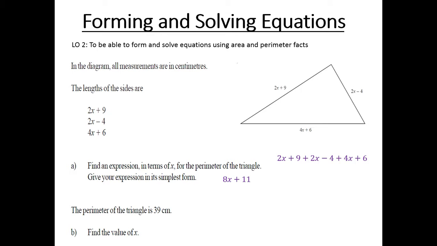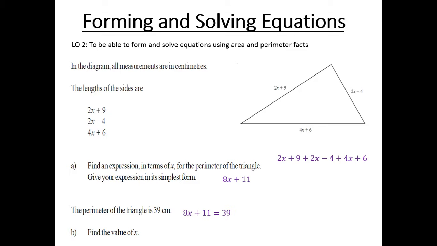Then for part B, it says the perimeter of the triangle is 39 centimeters. Find the value of x. So what can I do? I formed an expression in part A. Now I have enough information to form an equation. I can make the expression 8x plus 11 equal to 39, because the 39 centimeters is the perimeter of the whole triangle.